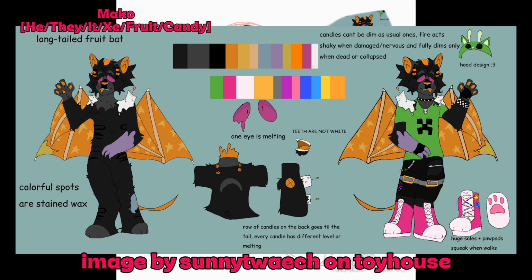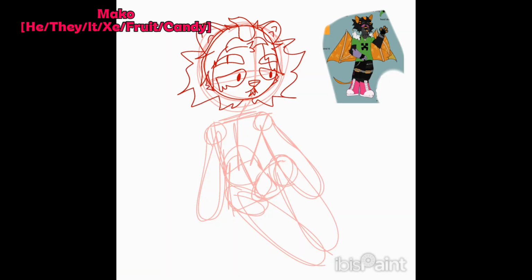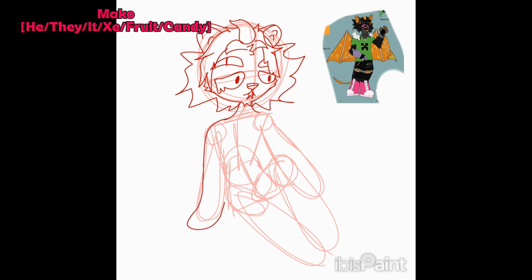Mako's candles can get a bit shaky when nervous or hurt. If the candles were to fully dim, they would die. It also has candles on his back, leading all the way to his tail. Because of the candles on their body, he must always cut holes into every shirt it buys. Otherwise, it'd be very uncomfortable for them.